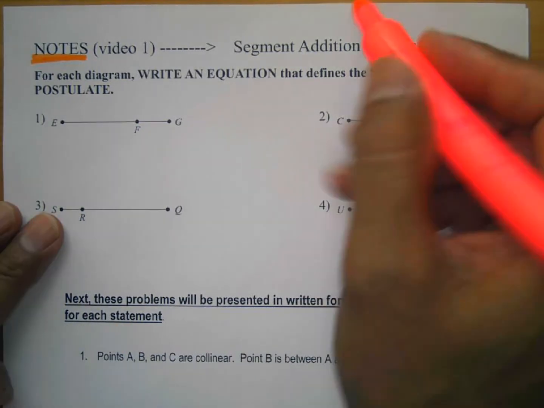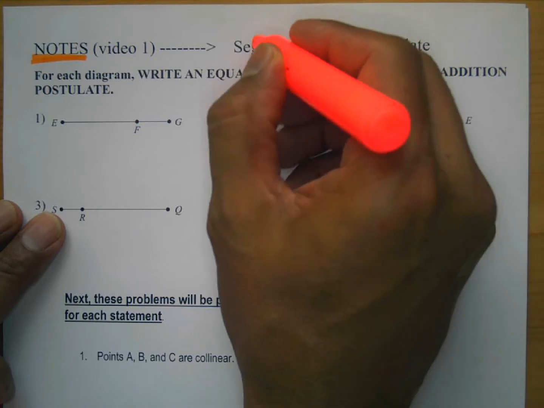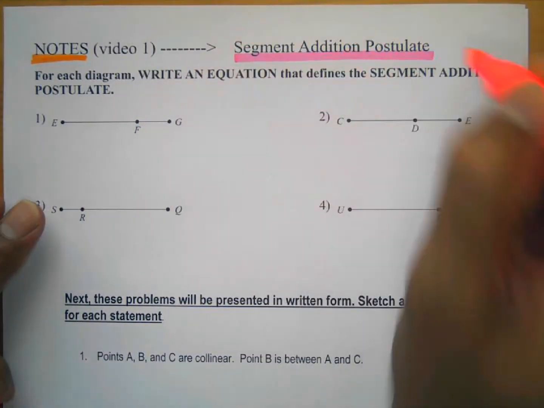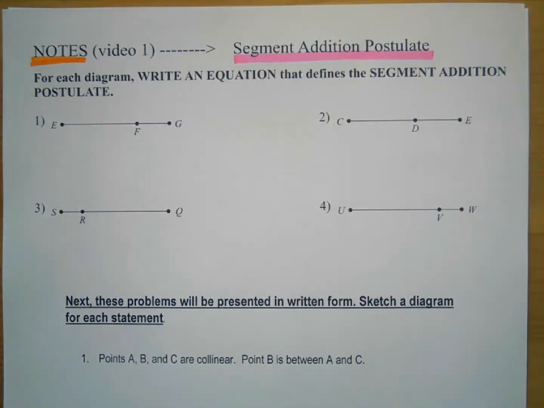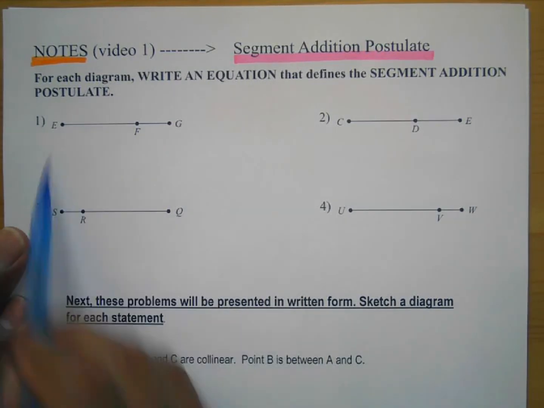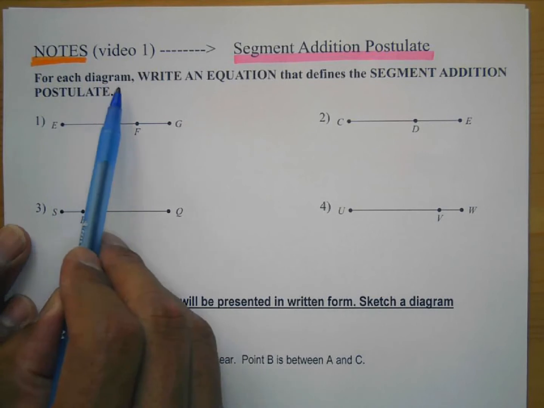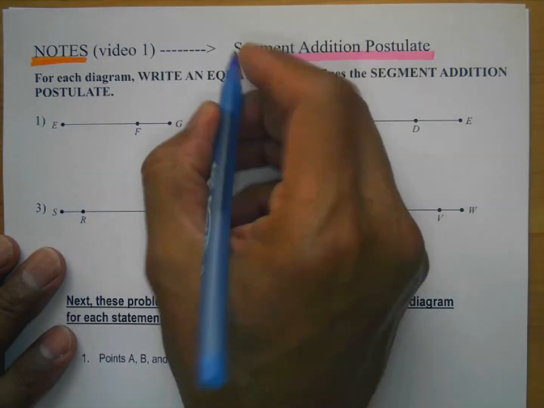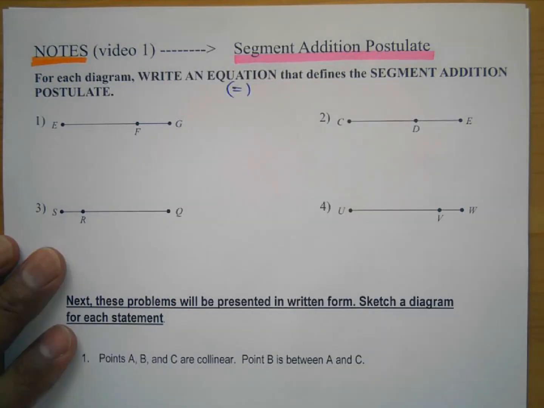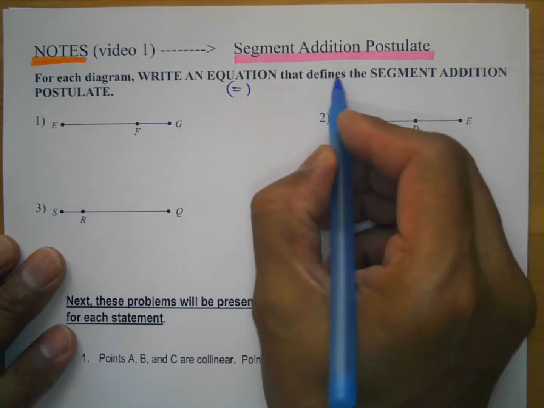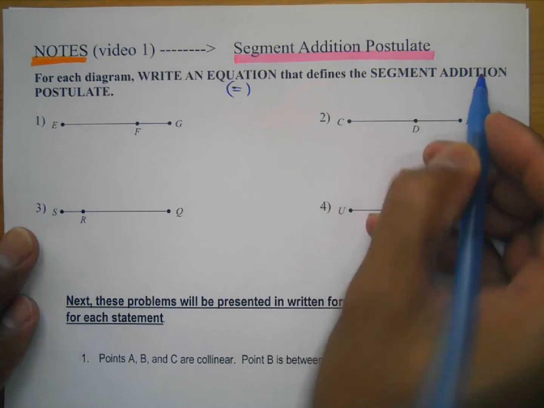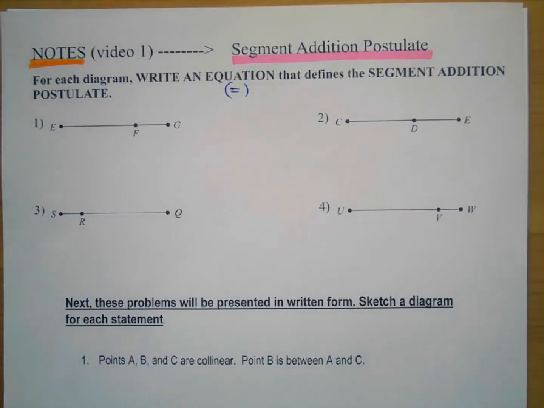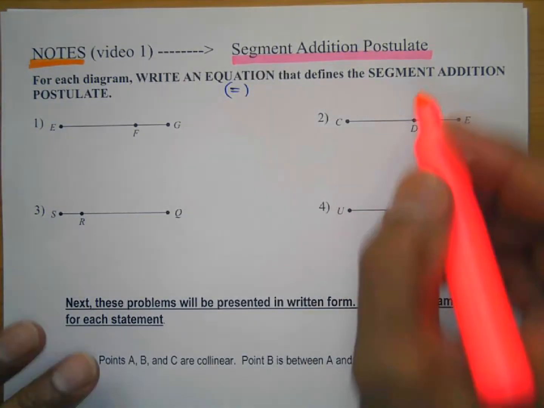All right. What is that? Well, we're going to cover it really quickly here. For these first 4, it says, for each diagram, write an equation. Write an equation has to have an equal sign. Write an equation that defines the segment addition postulate. Okay? Again, the segment addition postulate.